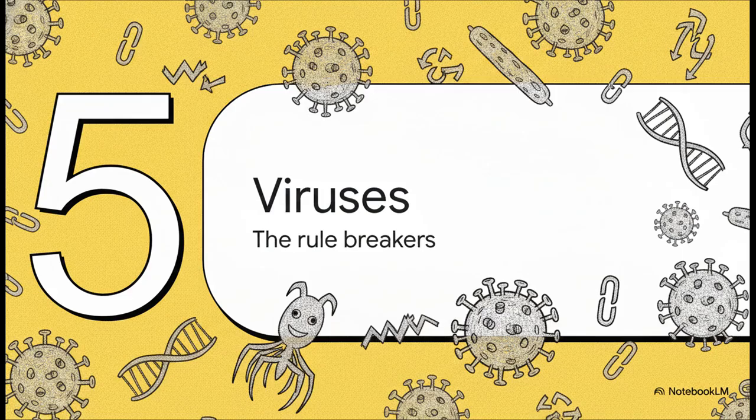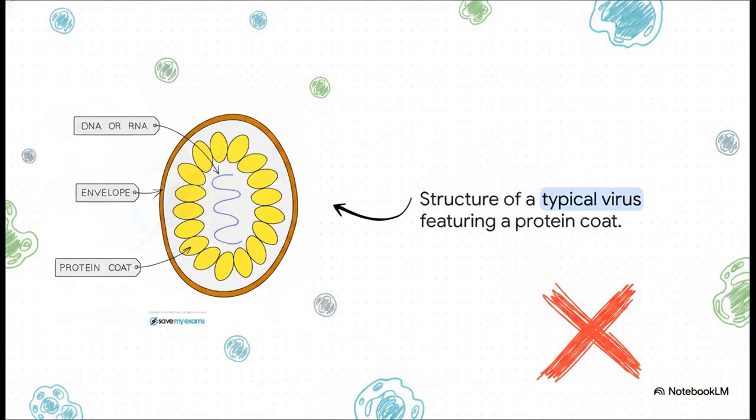Finally, Section 5, viruses, the ultimate rule breakers. So the crucial point about viruses is totally evident right here when we look at their structure. You see an envelope, a protein coat, and a core of DNA or RNA. But what's missing? Absolutely everything else. There is no cytoplasm, no membrane, no ribosomes. Because they lack this basic cellular structure, viruses completely fail our initial MRS GREN checklist.